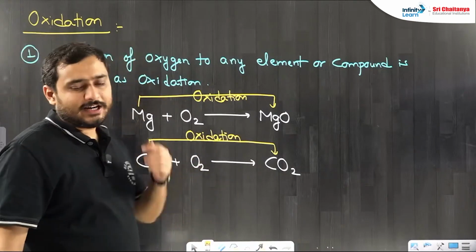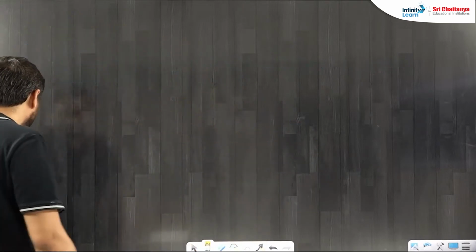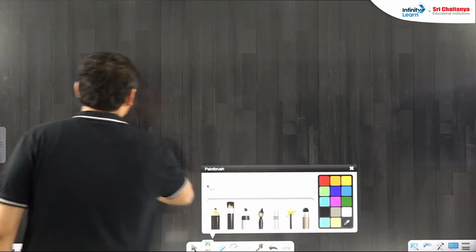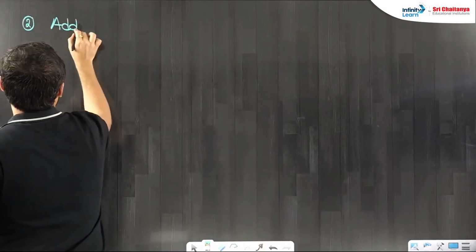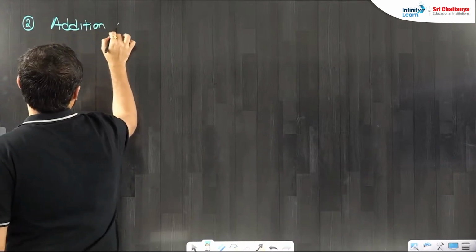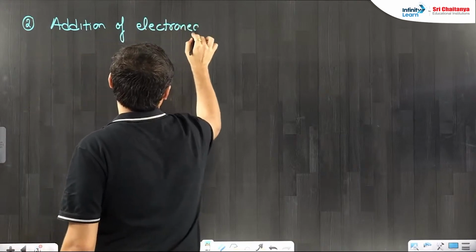So this is the first point about oxygen. Now we can write for addition of an electronegative element also. Let us write the second point. The second point about oxidation is addition of an electronegative element.